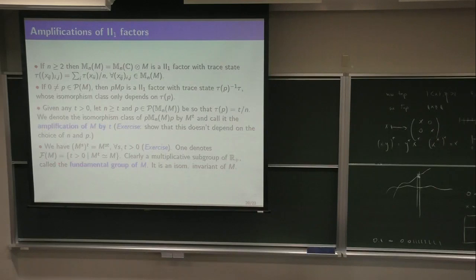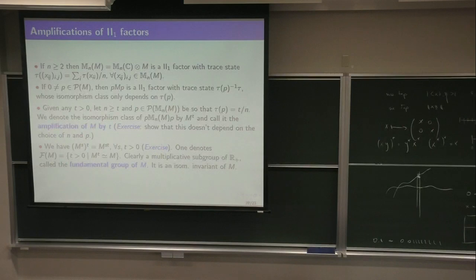And one denotes by F of M the set of t's with the property that M to the t is isomorphic to M, and that's clearly a multiplicative subgroup of R plus because of this, and it's what one calls the fundamental group of M. It is clearly an isomorphism invariant of M, okay?